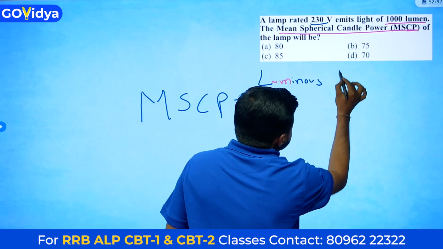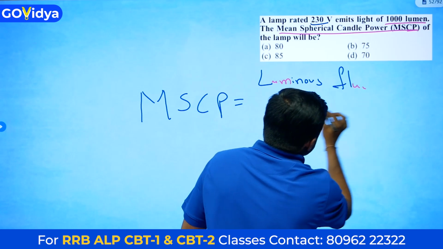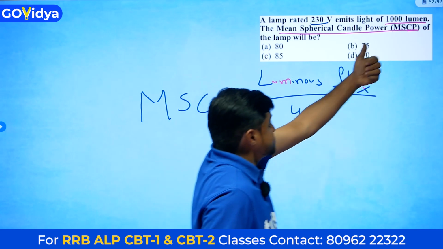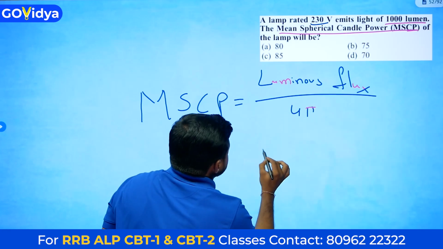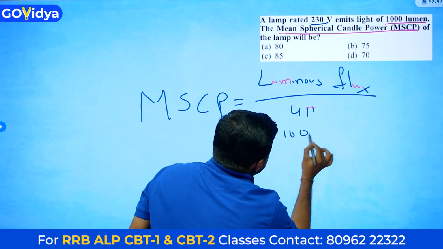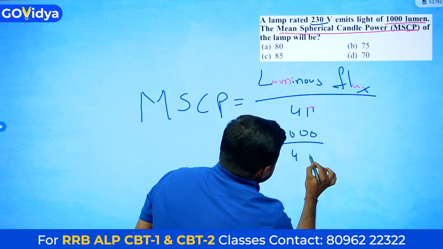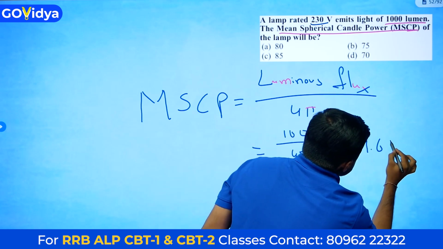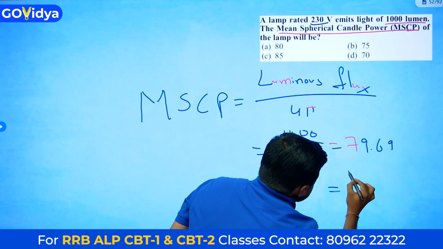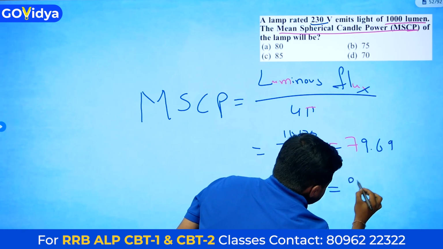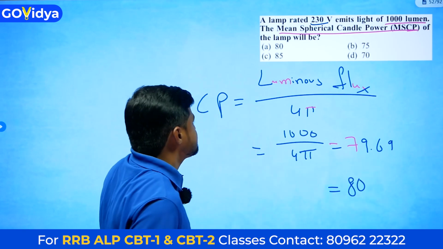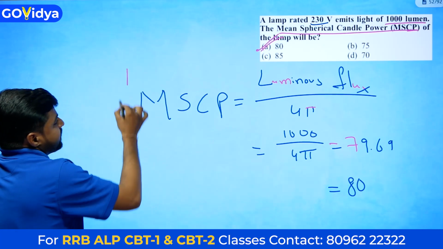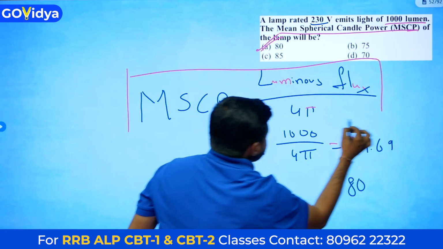Luminous flux by 4 pi. Luminous flux is 1000 by 4 pi. We will get around 79.69, approximately 80. From the options, option A is the correct answer. MSCP is equal to luminous flux by 4 pi.